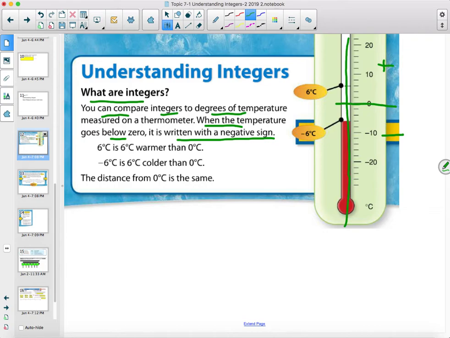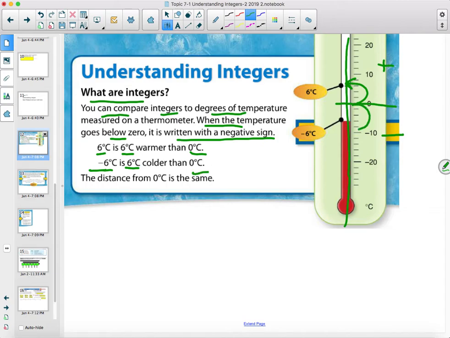Okay, so anyways, it goes on. When the temperature goes below 0, it is written with a negative sign. So 6 degrees Celsius is 6 degrees warmer than 0. If you don't see a positive sign, you assume it's positive. If you're working with a negative integer, it will give you the negative sign or symbol for sure. So negative 6 degrees Celsius is 6 degrees colder than 0.